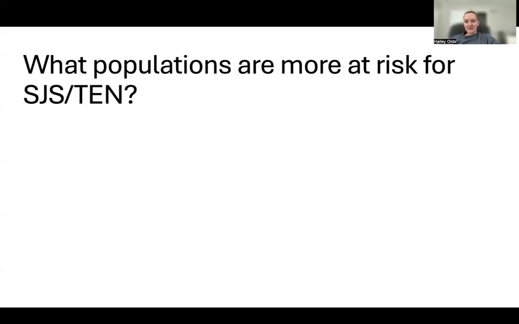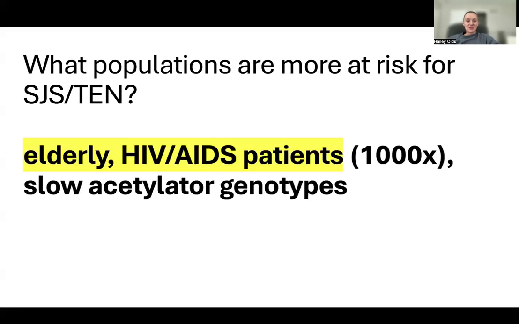Who is more at risk for SJS/TEN? Shifting gears. So, elderly patients, HIV/AIDS patients, and slow acetylator genotypes, which has to do with that. It's mainly caused by drugs, medications.